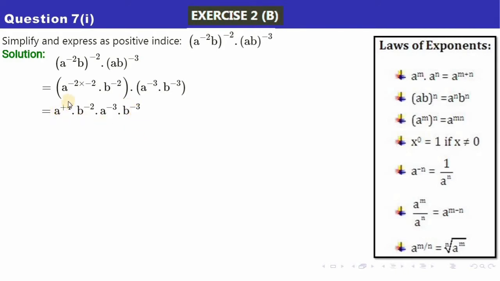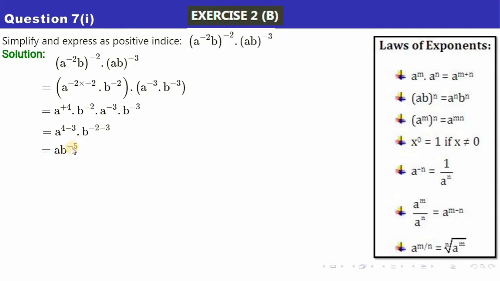Now look at this, a to the power 4, a to the power minus 3. When you multiply them the powers get added, so it becomes 4 plus minus 3. We have to add the powers, so 4 plus minus 3, but plus into minus becomes minus, so it becomes 4 minus 3, and similarly this is minus 2 minus 3. So 4 minus 3 is 1, minus 2 minus 3 is minus 5.